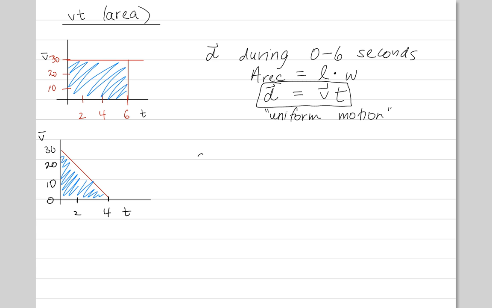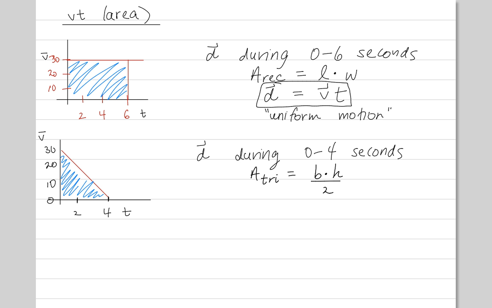So for this graph, the displacement during the first 4 seconds, 0 to 4, and again, this could be any time interval you like, you just have to draw in the shape and color it in, find the area. Well, this is not a rectangle. This is a triangle. Area of a triangle, base times height, and we're going to divide by 2. So that's the area of a triangle.